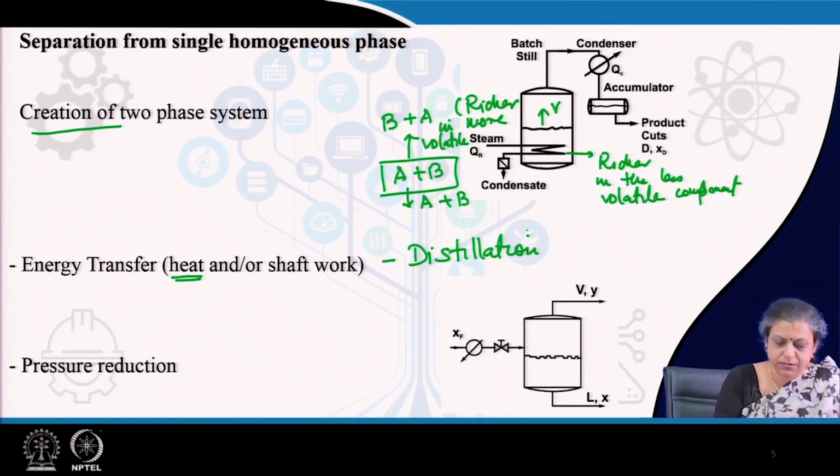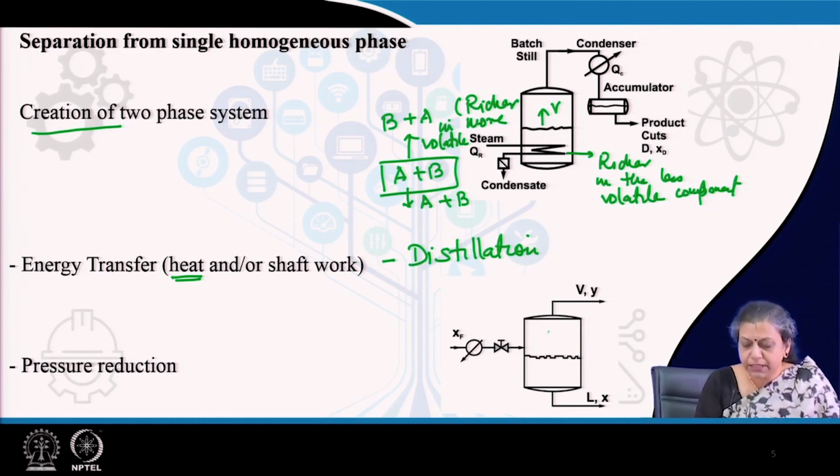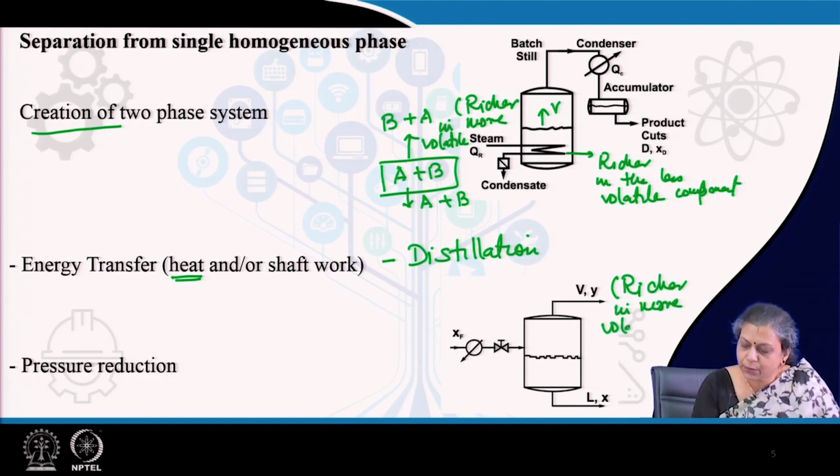Now, apart from energy transfer, suppose we have a liquid feed. This liquid feed is sent through, say, a throttling valve where the pressure is suddenly reduced. The moment the pressure is reduced, what happens? The liquid partially vaporizes, and the vapor which vaporizes and the liquid which remains are under equilibrium conditions. Naturally the vapor will be richer in the more volatile component, and the liquid will be richer in the less volatile component.